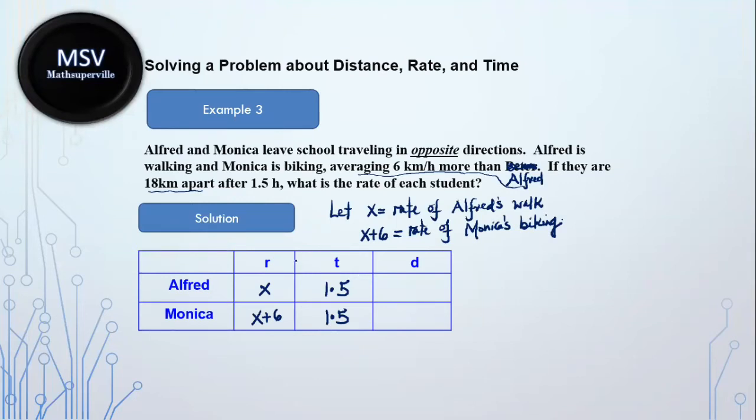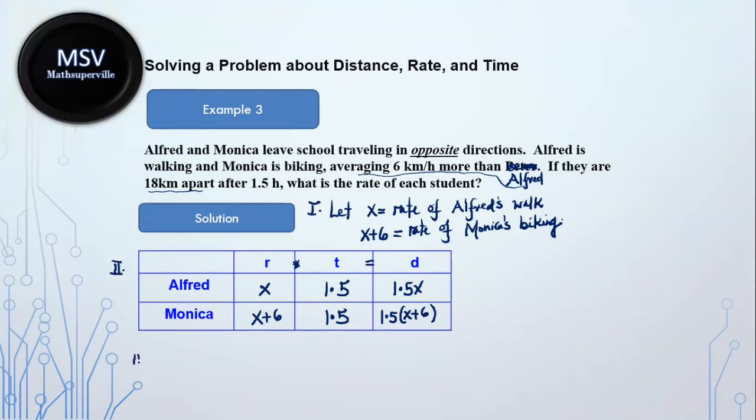So since we already know that rate times time is equal to distance, we can multiply, and we get 1.5x, and multiplying x plus 6 by 1.5, we get 1.5 times x plus 6. So this should be step 1. Filling the table should be step 2.